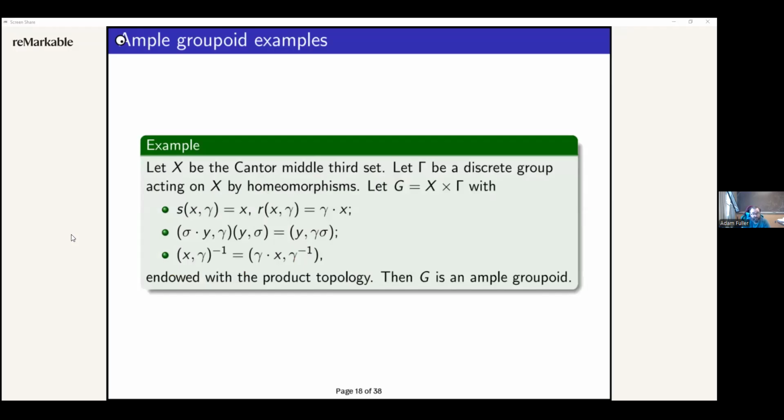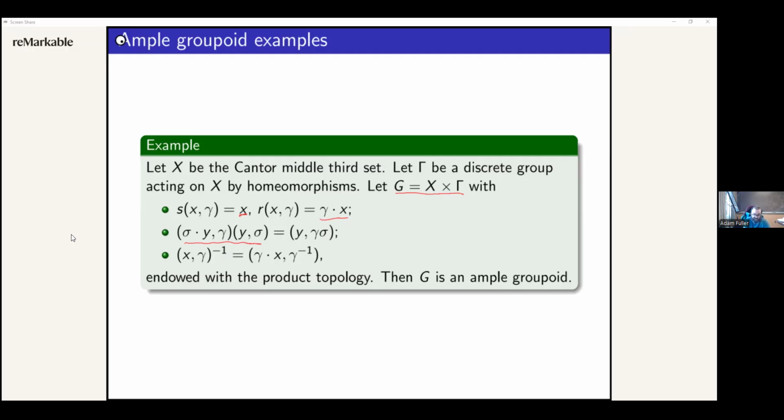Some examples of ample groupoids. If I take a Cantor set X and I have a discrete group acting on X by homeomorphisms, then I can form the transformation groupoid where the source of a pair (x, gamma) is just where it starts. The range is where gamma sends x. Composition is defined when sigma sends y to sigma y, then gamma sends sigma y to gamma sigma y. And then the inverse is this here. This makes it a groupoid. If we put the product topology, so gamma being discrete and X being the Cantor set, this becomes an ample groupoid.